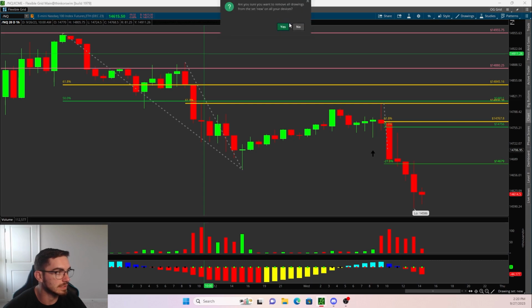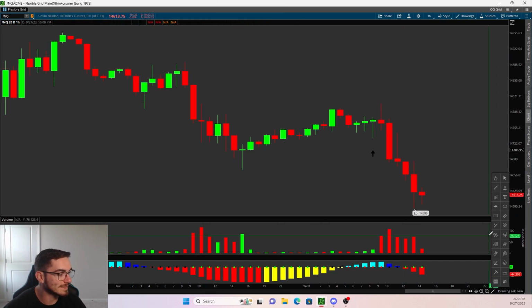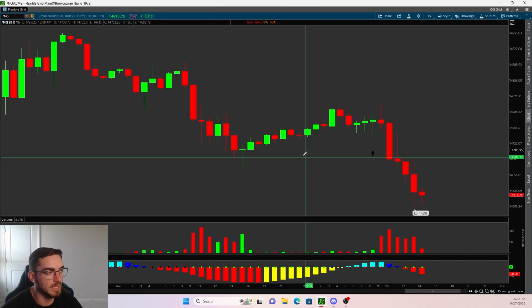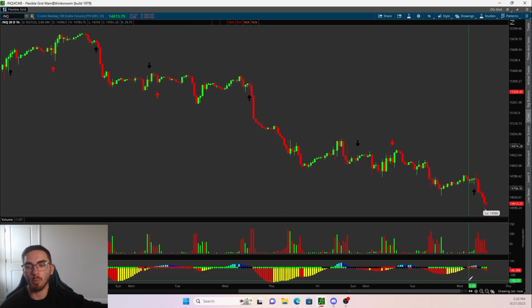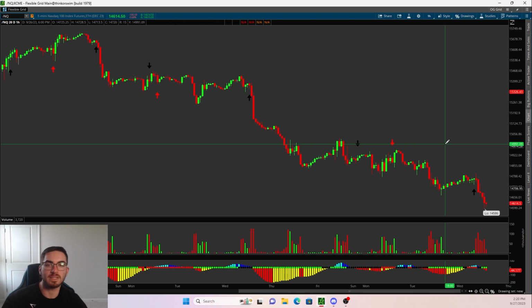So if we just go ahead and clean this chart up, what you want to identify in order to use your Fibonacci retracements is, first off, what is the overall trend? Now, multiple different time frames are going to show you multiple different trends. On a monthly time frame, we're currently uptrending. On a weekly time frame, we might be downtrending. On a daily, we might be uptrending. And then on a 1 hour and 4 hour, we might be downtrending.